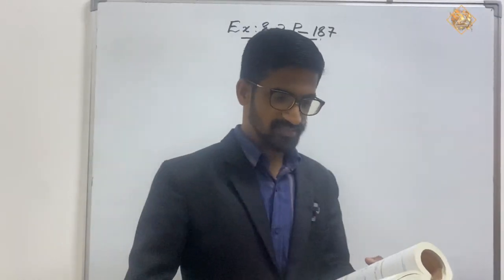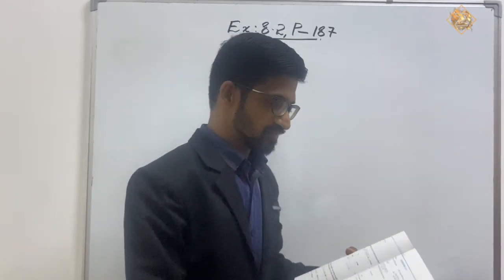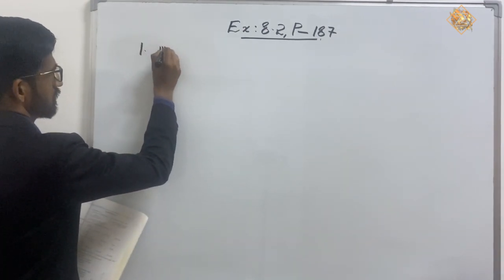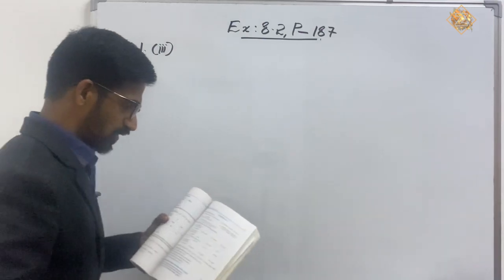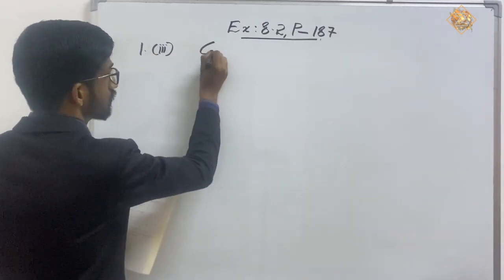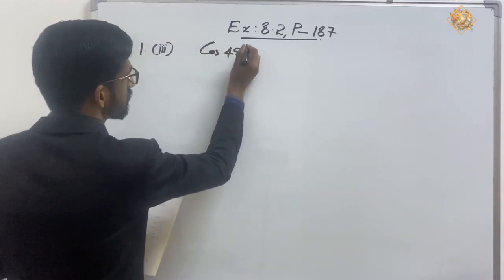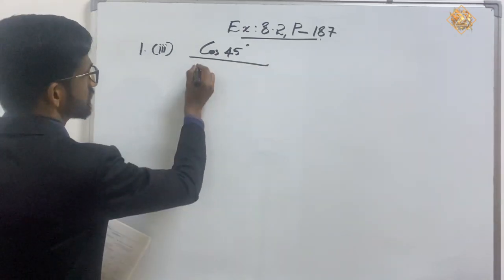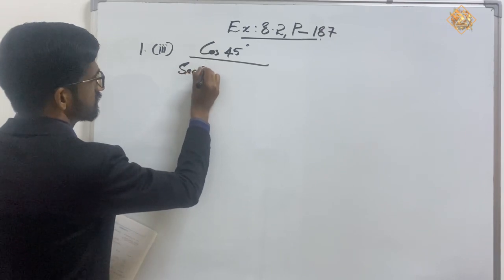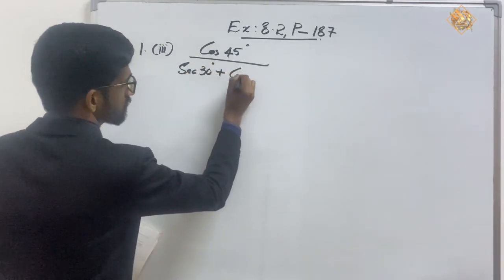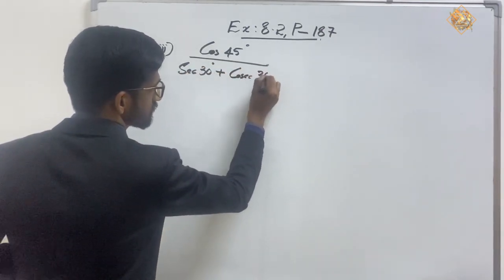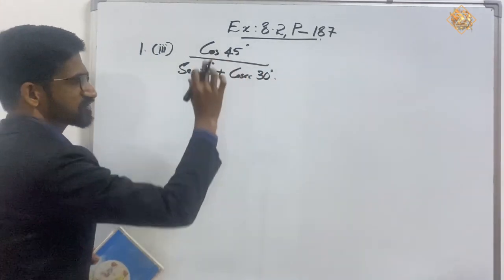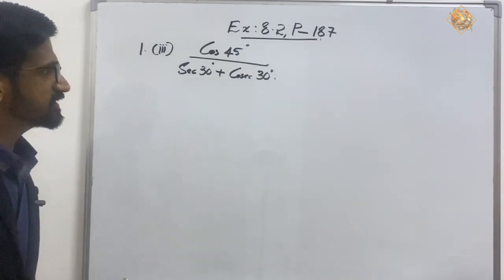Now students, let's look at the next question. Question number 1, in that third question: evaluate the following. It is given cos 45 by sec 30 plus cosec 30. We have to find the value of cos 45 divided by sec 30 degree plus cosec 30 degree.